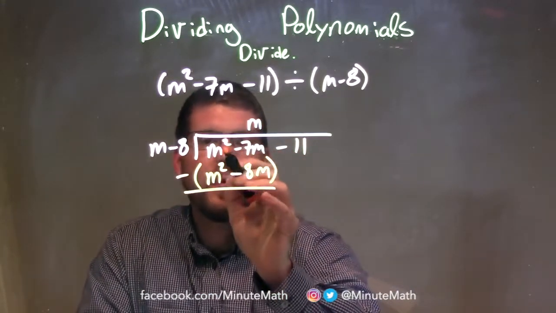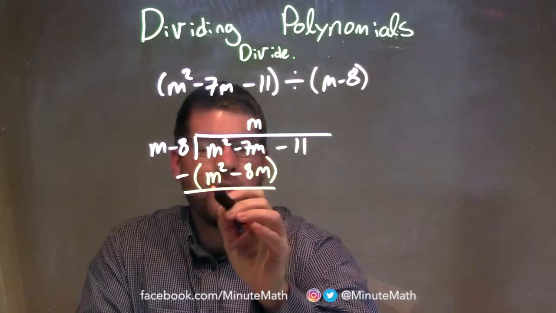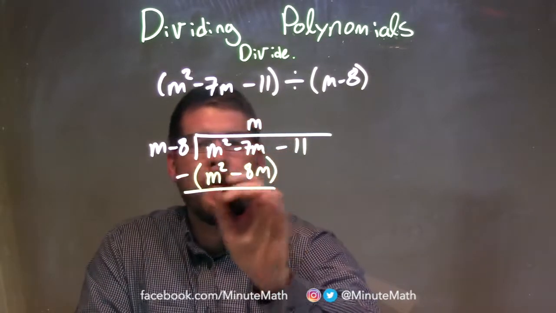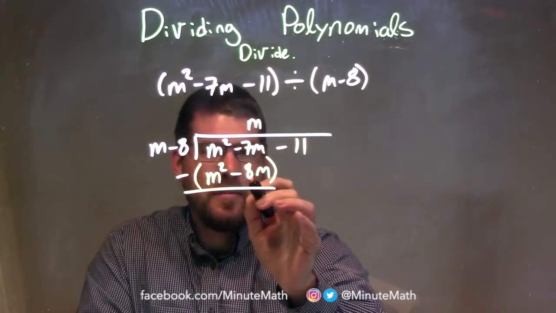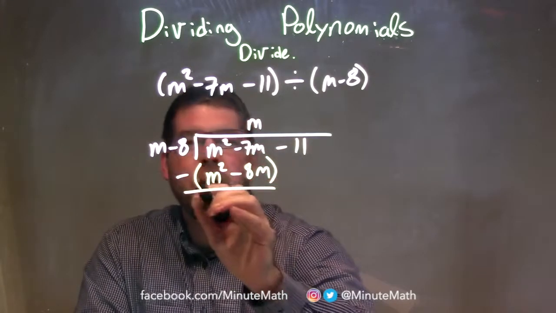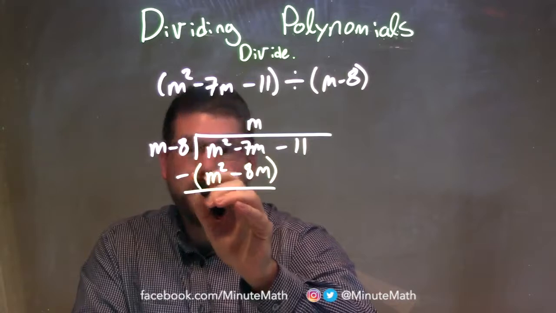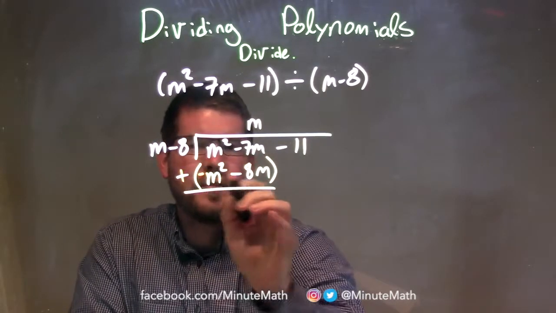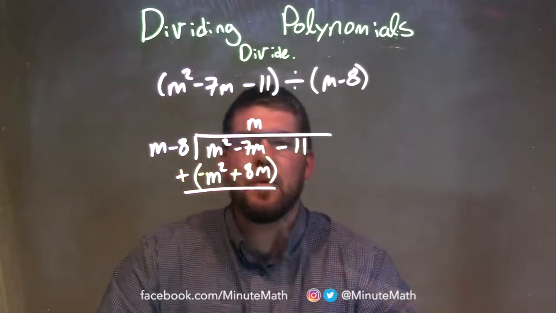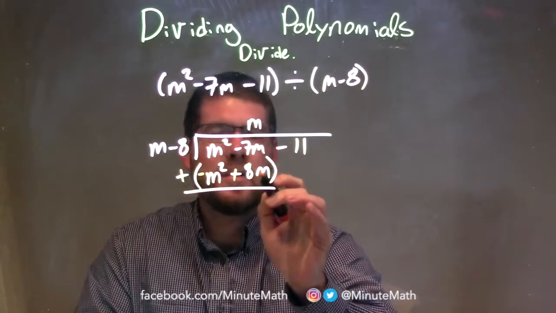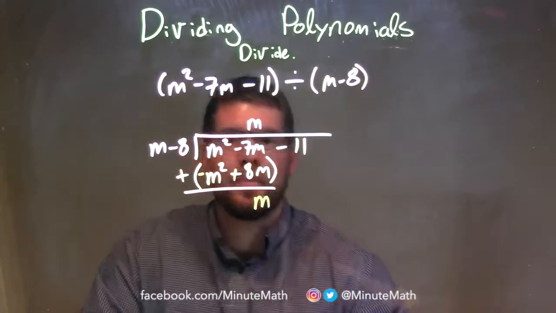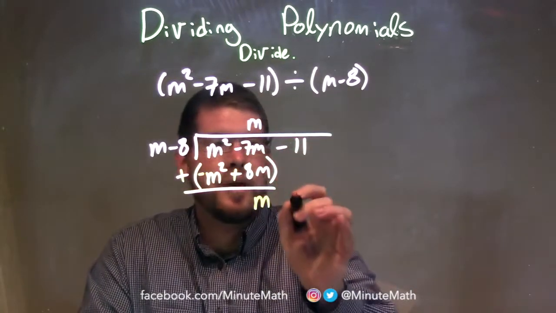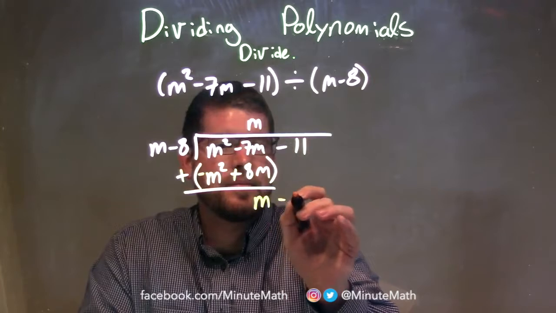Well, m squared is easy, they eliminate, right? M squared, that was the whole point, they should eliminate. And then I have minus 7m minus a negative 8m, which is the same thing as adding a positive. So if we just read this minus sign here and make that positive, now we have minus 7m plus 8m, which is just m. Okay? So now we have m right there. We bring down the minus 11.